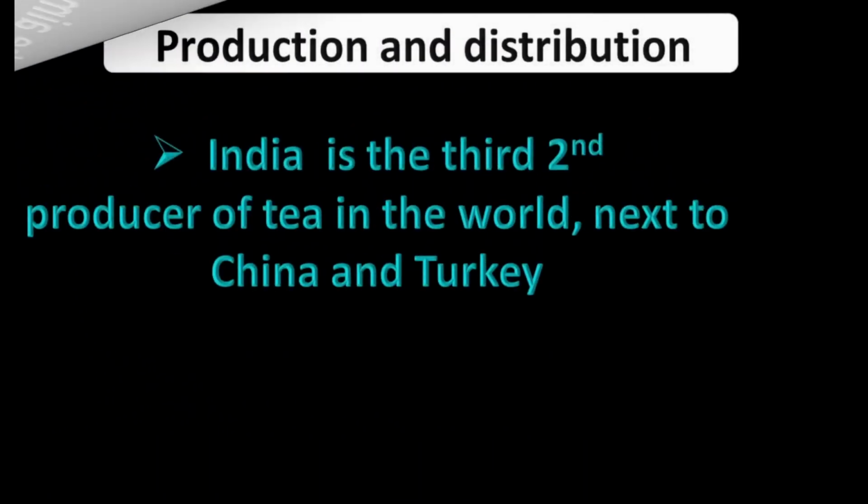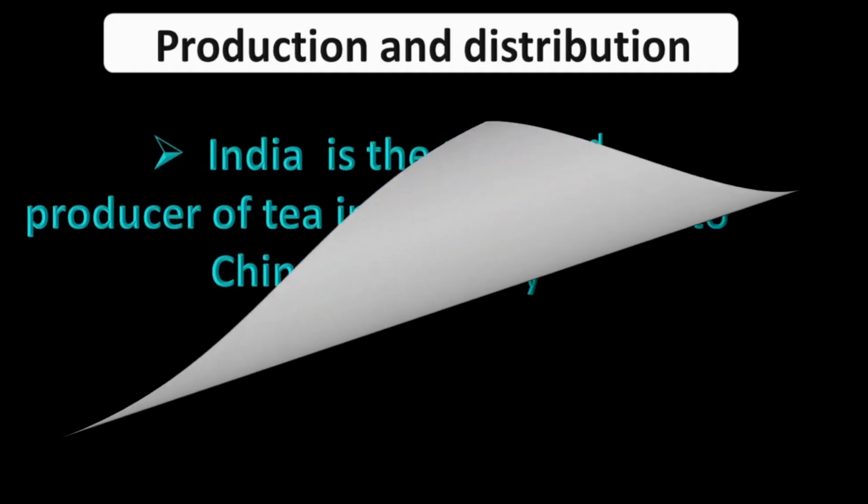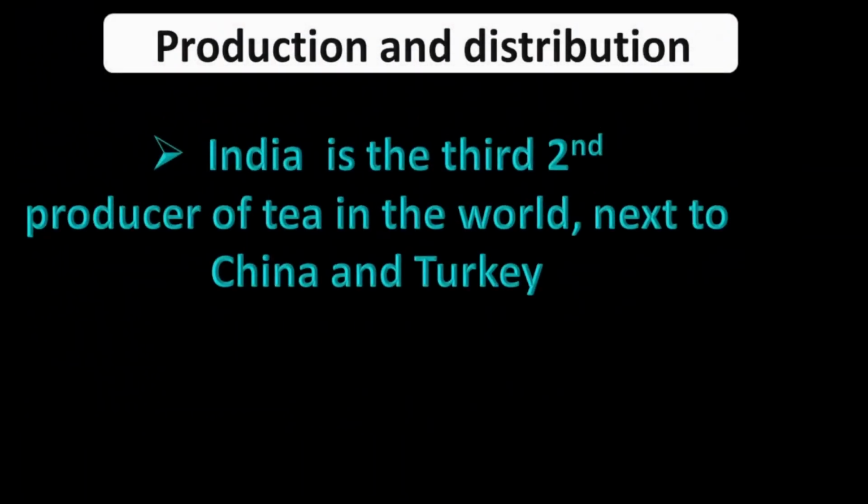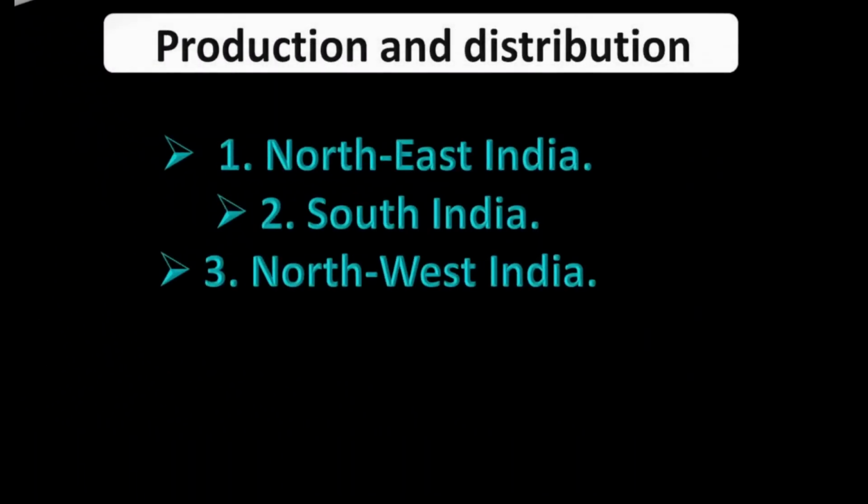Production and distribution. India is the second largest producer of tea in the world, next to China. Tea cultivation in India is highly concentrated in a few selected pockets: 1. Northeast India. 2. South India. 3. Northwest India.